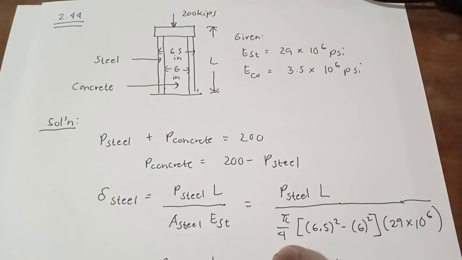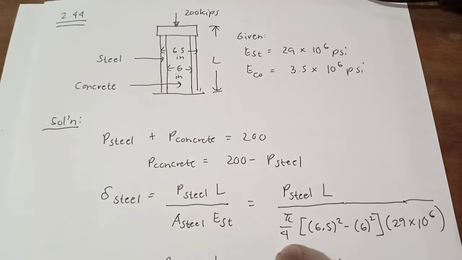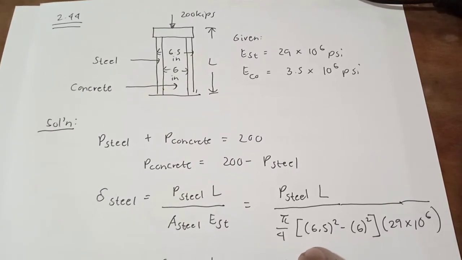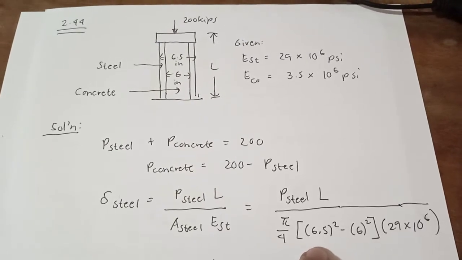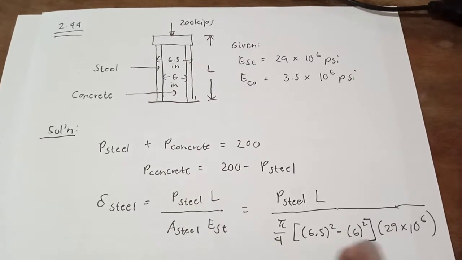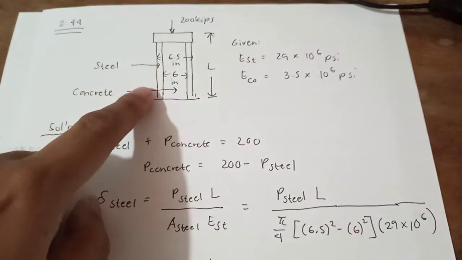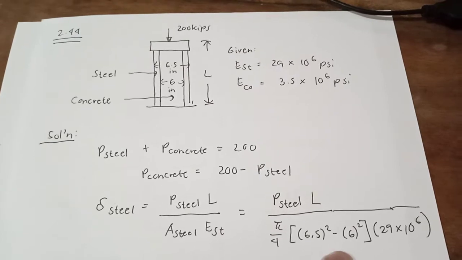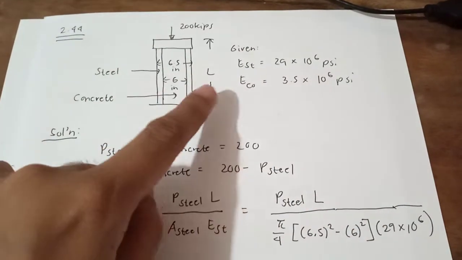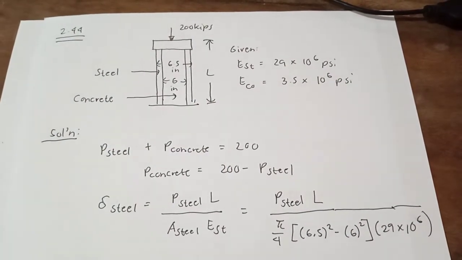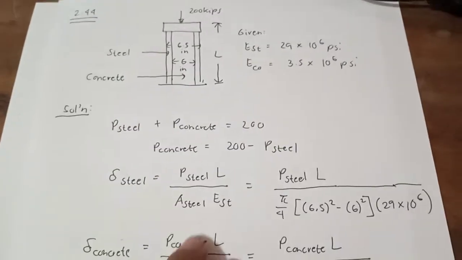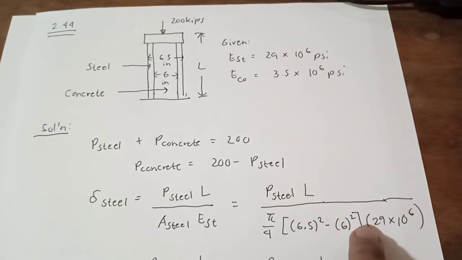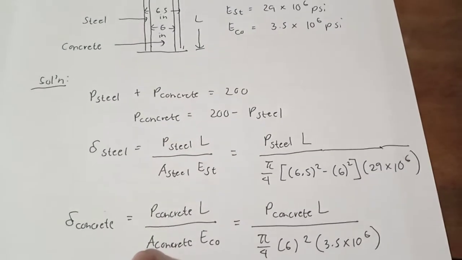The equation for the area of a hollow section is pi over 4 multiplied by the outside diameter squared minus the inner diameter squared. The outside diameter is 6.5 and the inner diameter is 6, and then multiplied by E. The E for the steel is 29 times 10 to the 6 psi. So we get the equation for the deformation of steel.